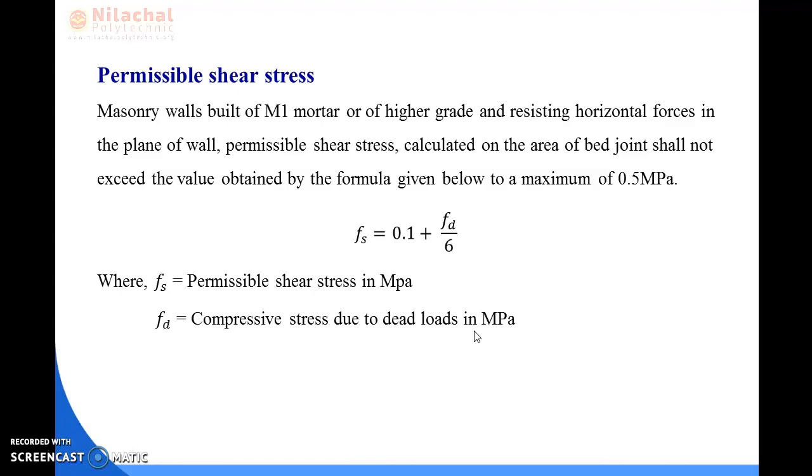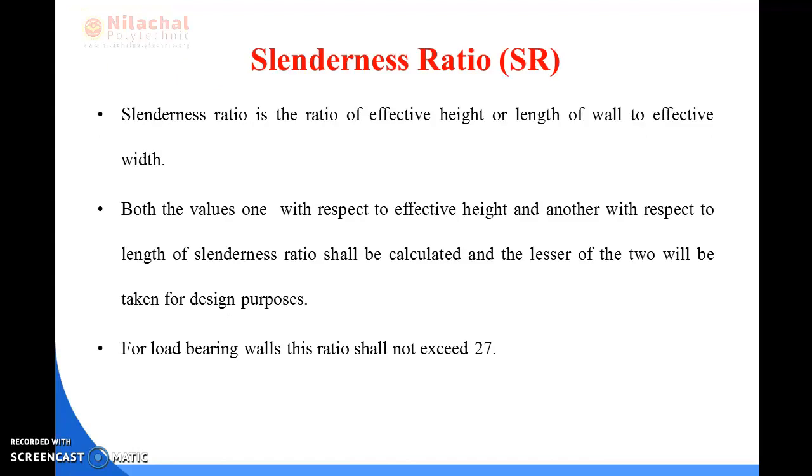So this is all about the stresses consideration in wall. Now comes the next part, that is slenderness ratio. We all know about the slenderness ratio. The slenderness ratio is the ratio of effective height or length of the wall to the effective width.